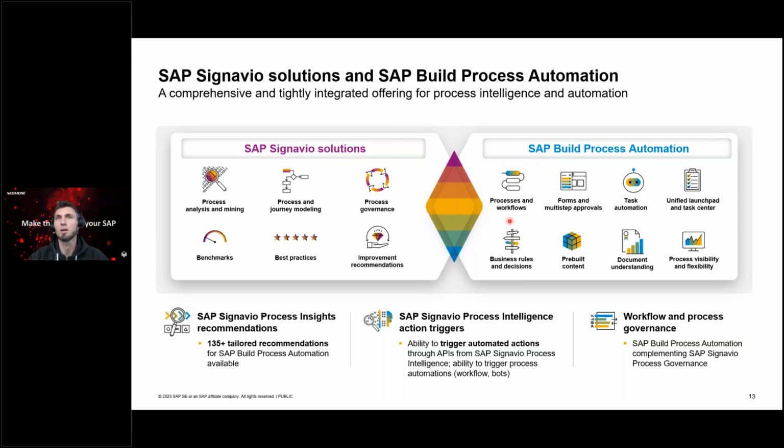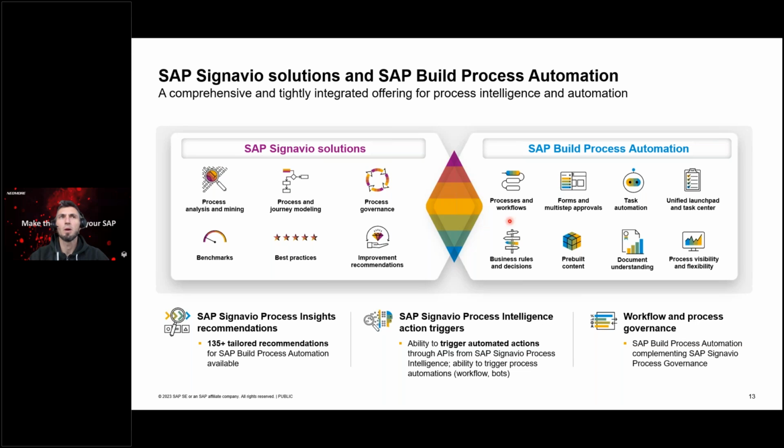So we are talking about processes and workflows. We can create forms with approvals. We can automate certain tasks, a really cool feature. Then we have a task center where we can see what the tasks are where maybe some approval is waiting for me or something like that. Then we have business rules and decisions. There's a lot of pre-built content that I can show you in a second. Then there's this document information extraction that is part of our demo. And there's also process visibility and flexibility.